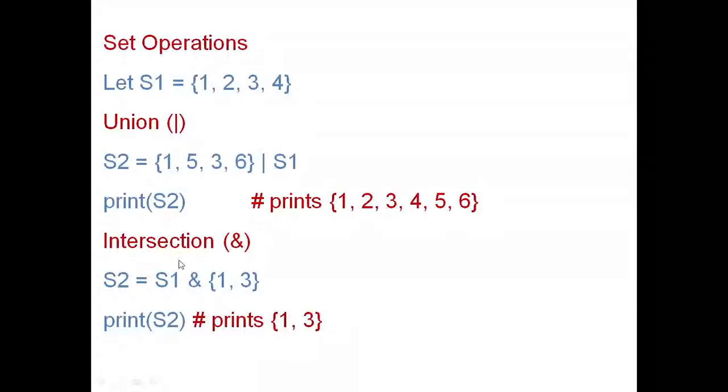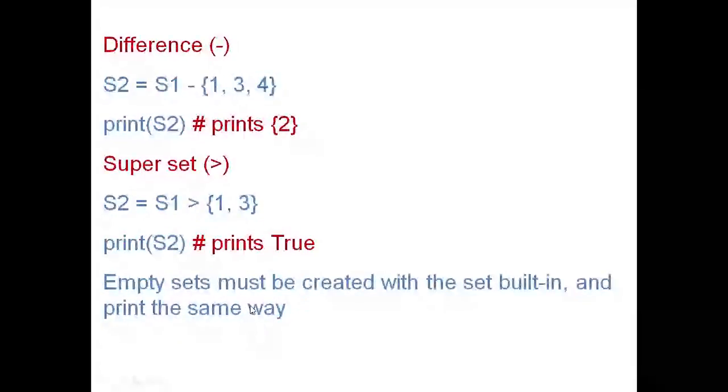Next is intersection. Intersection is used to find out common elements between the 2 sets. So for example, now I say S1 ampersand {1, 3}. Now this is another set and S1 is the set. The common elements between these two are 1, 3. So when I print S2, it will print {1, 3} within curly braces.